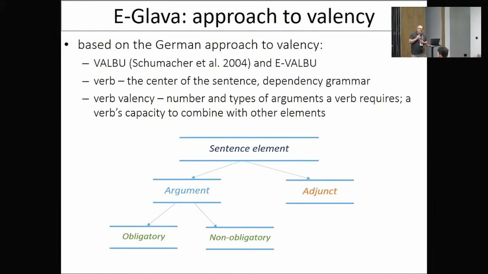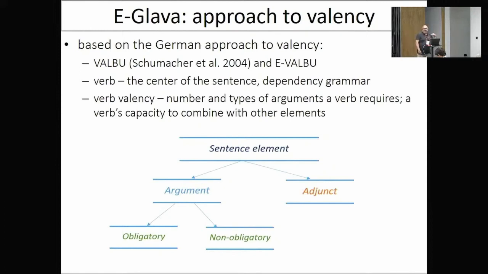Just a few words. We have so many approaches to valency, but this one was based on a long tradition of German valence projects and dictionaries, which ended up with the big dictionary Valbu in 2004. That was a printed version. And after that, we have an electronic Valbu in Mannheim, like an electronic version. This approach puts the verb in the center of the sentence, and we call it dependency grammar. You are very well aware of that. This traces back to Tesnière from 1959 and so on.